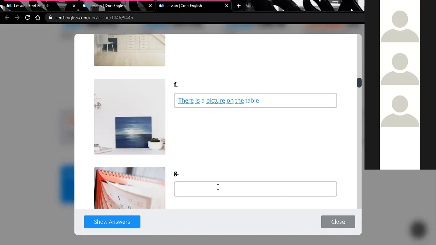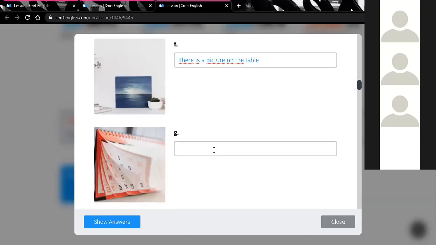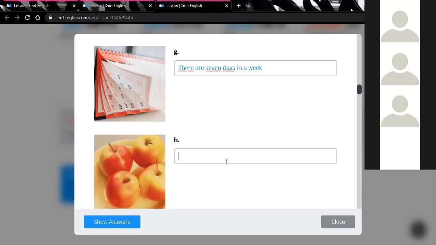Yeah. G, what are we talking about in letter G? There are 7 days in a week. Very good. H. There are 4 apples in a bowl. In a bowl. Very good.